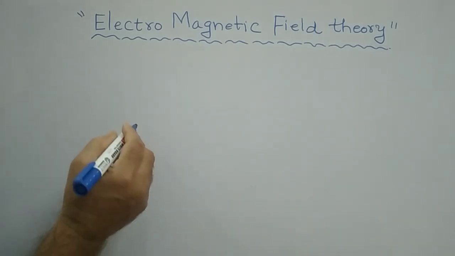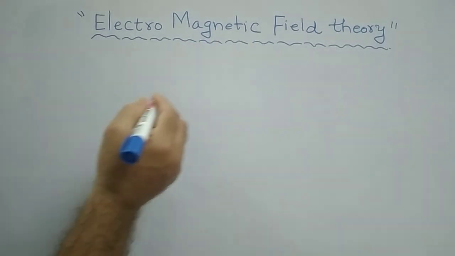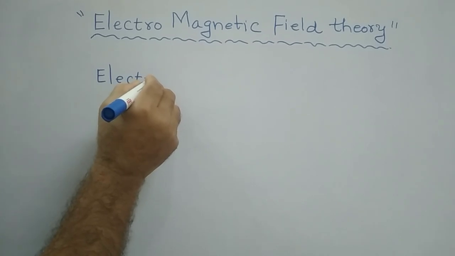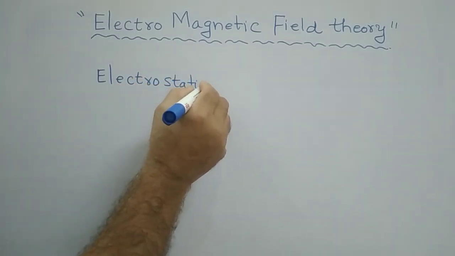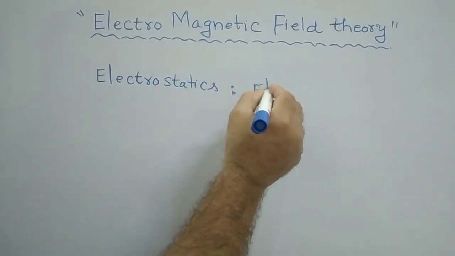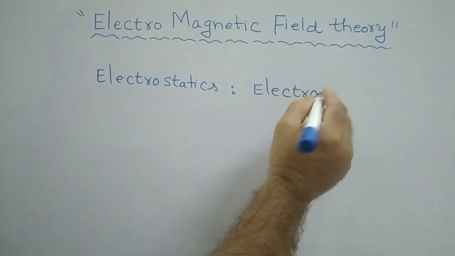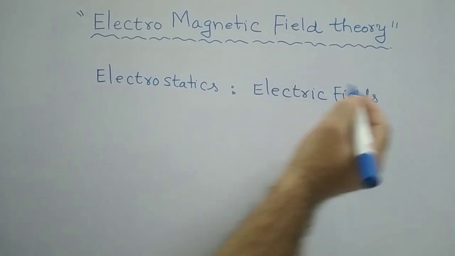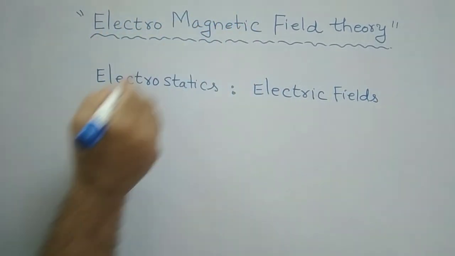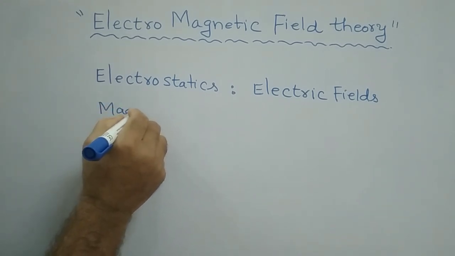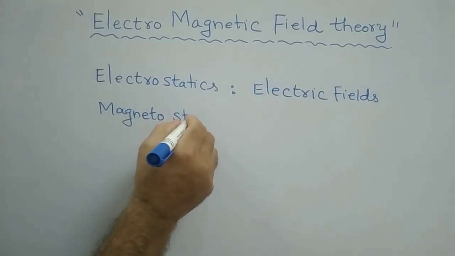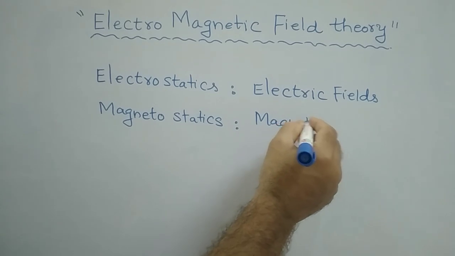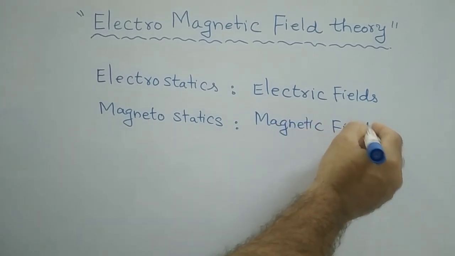In electromagnetic field theory, as I have explained, it is the combination of electrostatics, which describes electric fields, and magnetostatics, which describes magnetic fields. It is the combination of these two.